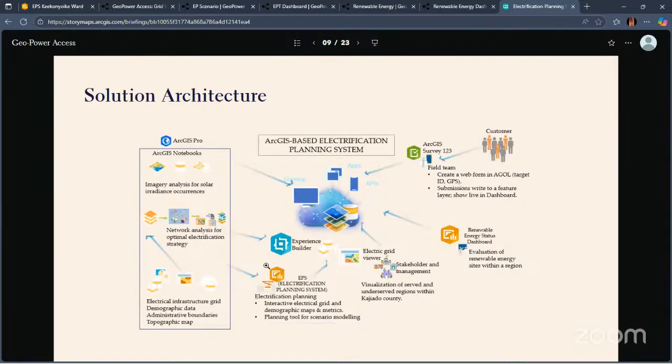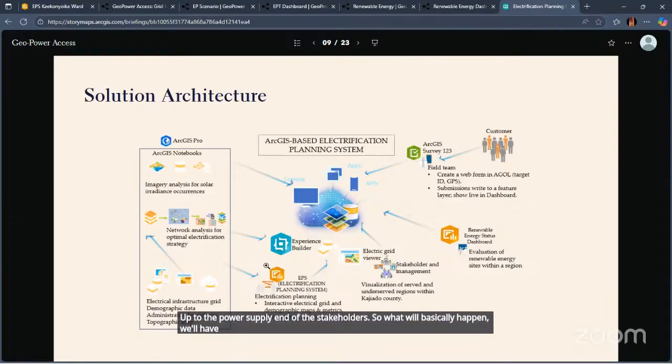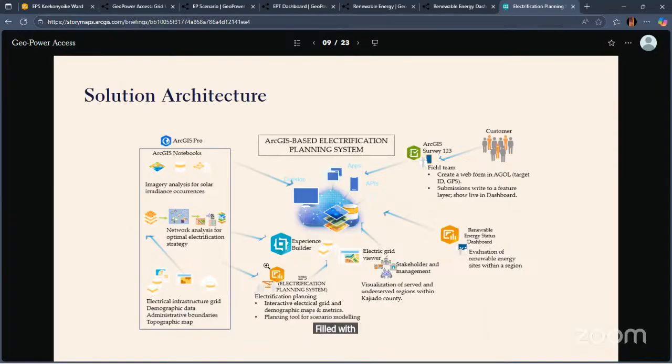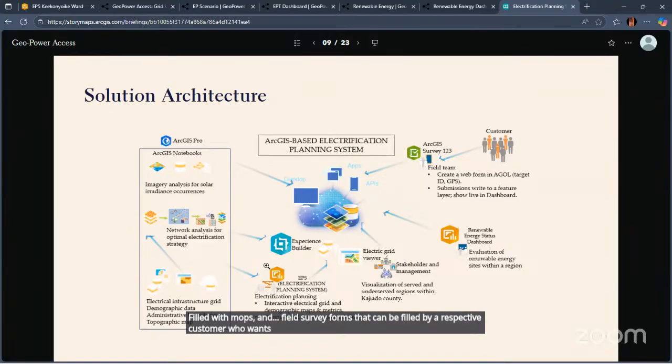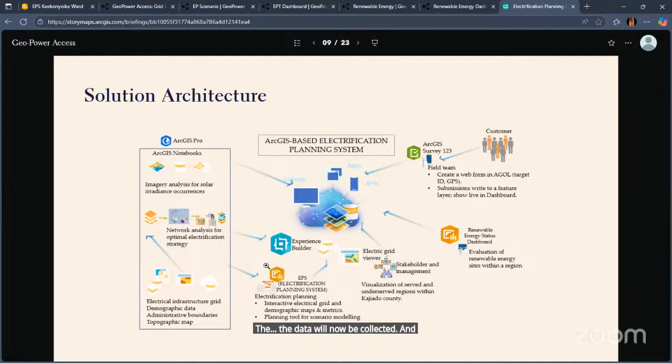So in my solution architecture, the system will be an ecosystem, meaning it will allow the programs and planning from the customer-based end up to the power supply end of the stakeholders. So what will basically happen is we'll have field maps and field survey forms that can be filled by a respective customer who wants access to electricity. The data will then be collected and portrayed on the site designated for the geopower access.